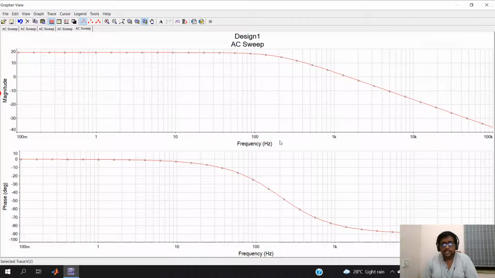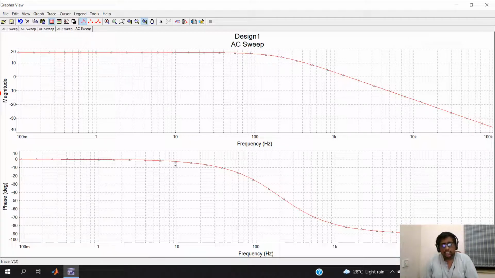So this is plotted on a logarithmic graph, and your y-axis is nothing but in decibel or dB. You can see that after this cutoff frequency, that is 200 hertz, the slope is minus 20 dB per decade. And if you're seeing the phase plot, till 10 hertz or till 9 hertz, you can see that there is no change in the phase, which means there is no phase shift between the input and the output signal.